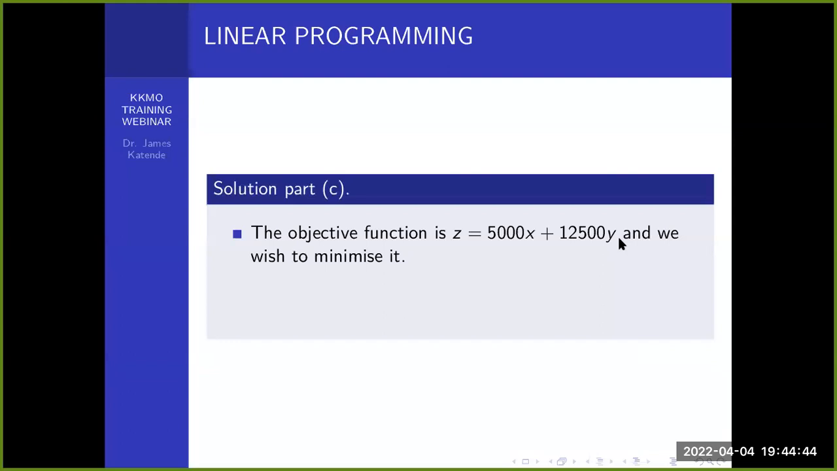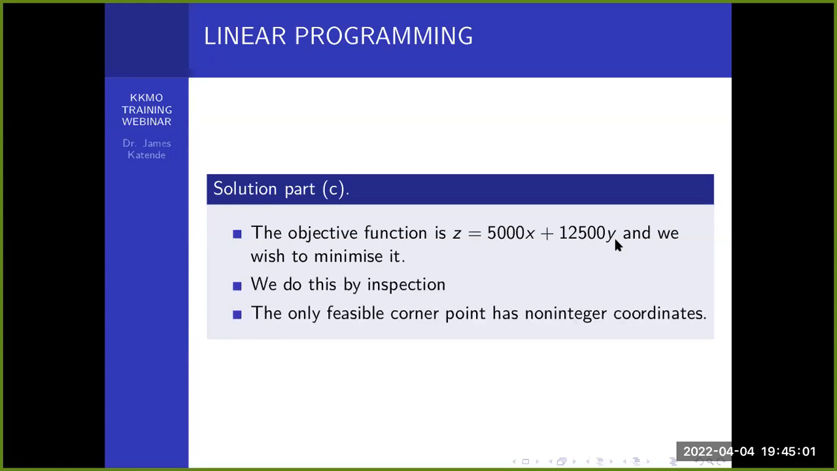Type A truck, and 12,500 was the cost, I think, for each type B truck. So this is what we wish to minimize, and that is what part C was asking us to do. So we shall do this by inspection. Just simply check the points.